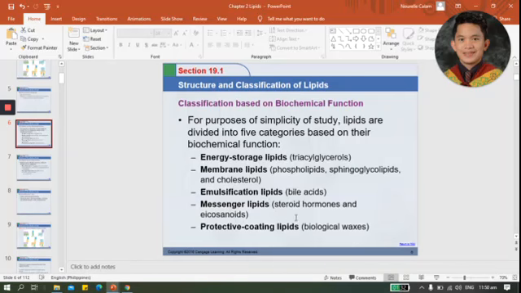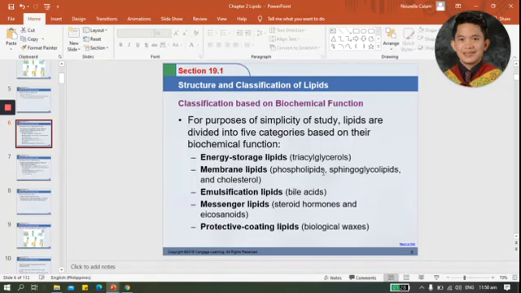And then lastly, we have protective coating lipids, which provide coating for different organisms for the purpose of protection. These are the biological waxes. So these are again the five categories under the classification of lipids based on their biochemical function.